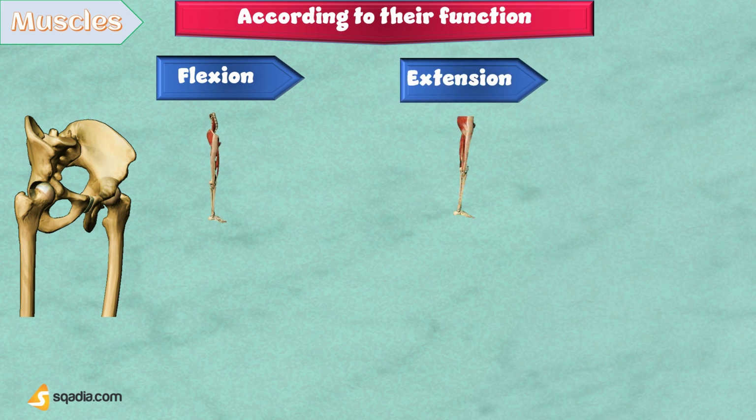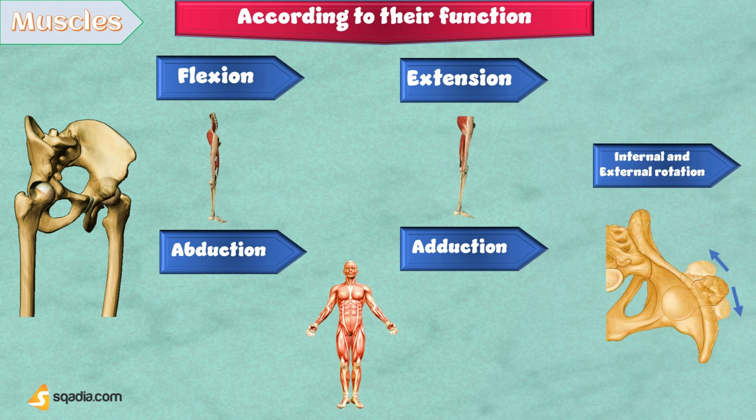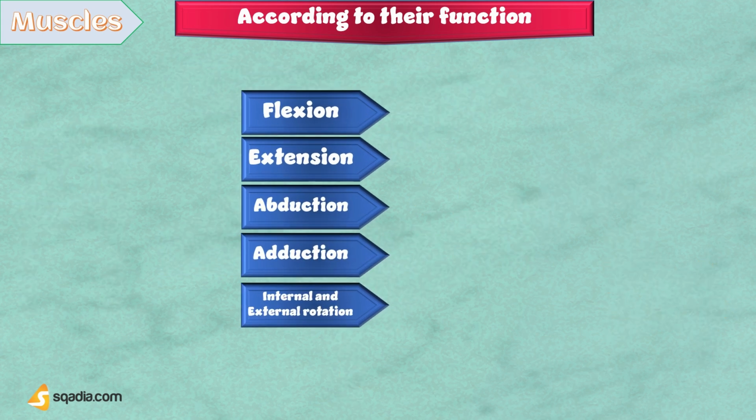Extension, straightening the hip joint so that the thigh moves backward. Abduction, moving the thigh away from the midline of the body. Adduction, moving the thigh toward the midline of the body. Internal rotation, rotating the thigh inward toward the midline of the body. External rotation, rotating the thigh outward away from the midline of the body. These movements at the hip joint are only possible due to the action of different muscles.